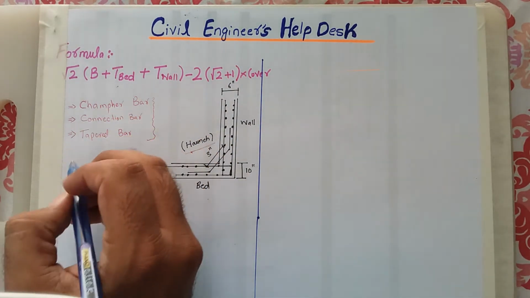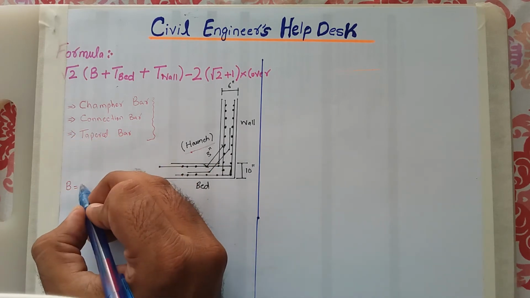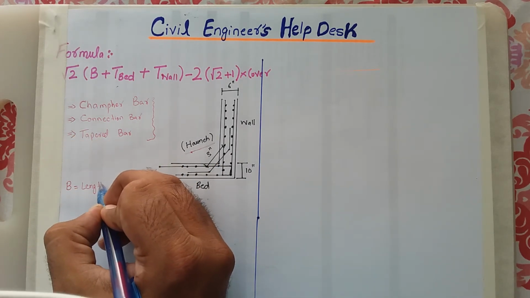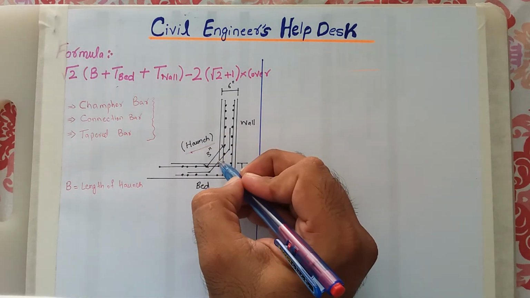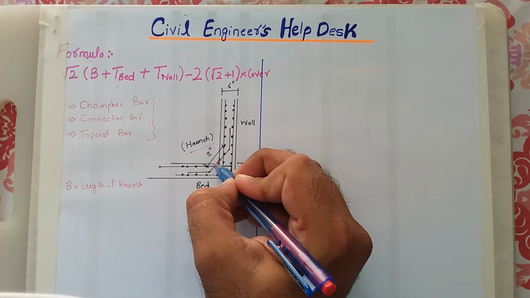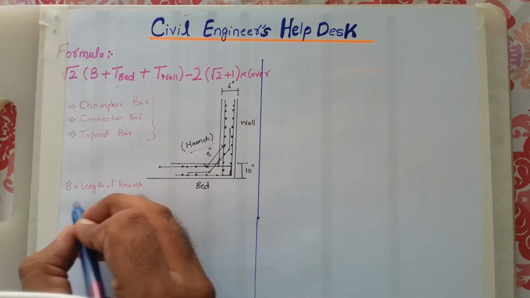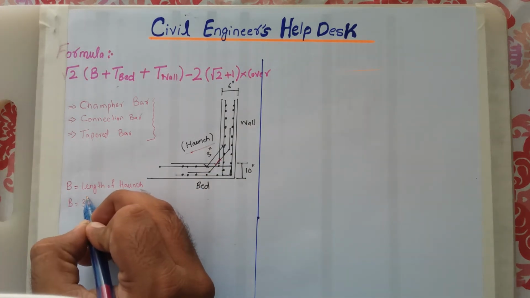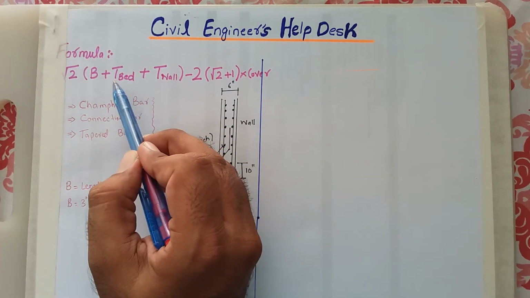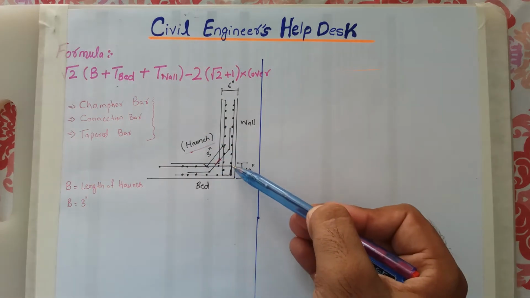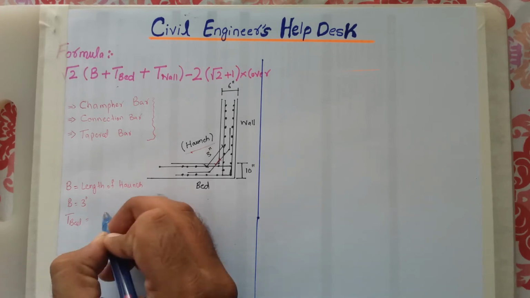So the B used in the formula means the width or length of haunch. This is haunch, so the length of haunch must be given in the diagram. We should know this is 3 inches. So here we have B as 3 inches. Now B plus T bed. T bed means thickness of bed. T for thickness, bed means this is the bed, thickness of bed.